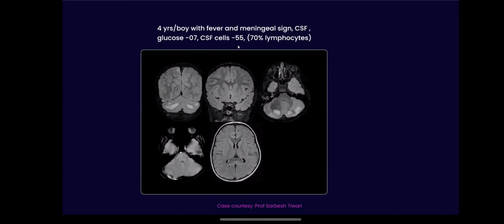So now we have a 4-year-old boy, and this boy presented with symptoms of a neuroinfection. So there's fever, there's meningeal signs. CSF, of course, the glucose is pretty low. So at this point in time, we know that we're probably looking at a bacterial infection, and it's lymphocytic predominant. And what we see on imaging here is extensive involvement of bilateral cerebellar hemispheres. Of course, the signal changes here are very profound, and there is involvement of the subcortical areas as well.